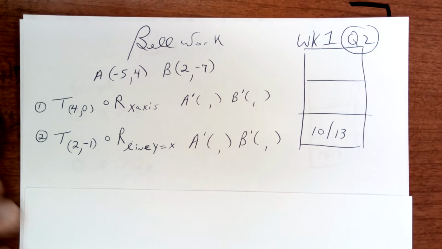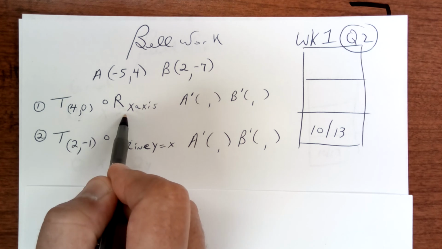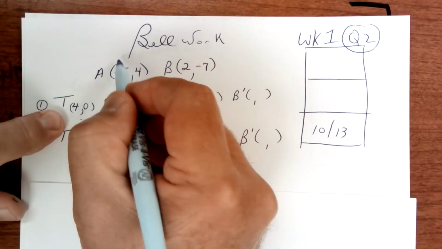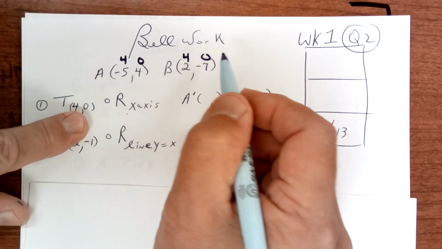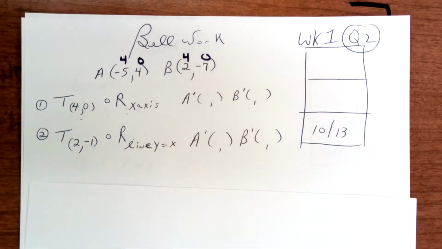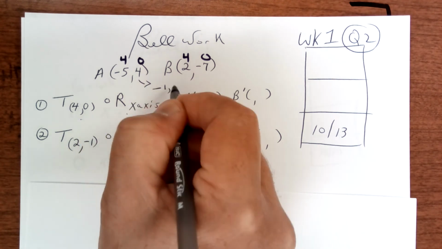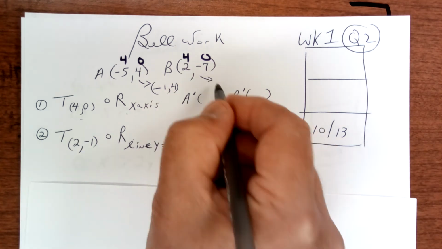So here we're going to go ahead and figure this out. We're going to slide it and reflect it over the x-axis. So here you're going to put a 4 on all your x's and a 0 on your y's. And when you do that, your intermediate point on this one is going to be -1 and 4. And then your intermediate point on this one is going to be 6 and -7.